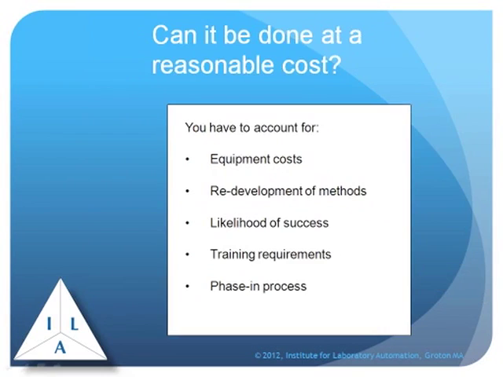When you're looking at costs, you have to look at equipment costs, the cost of redeveloping methods. If you're going to implement an automated system, you want to optimize it. And that may involve some redevelopment costs of the method. You simply can't just take what people are doing and translate it to assume it's going to work.